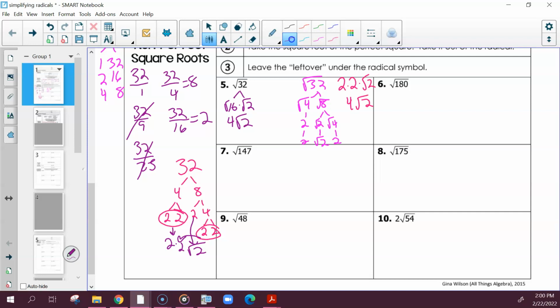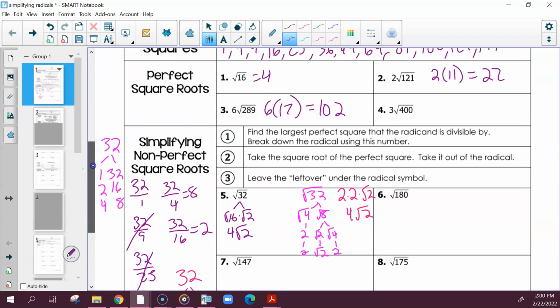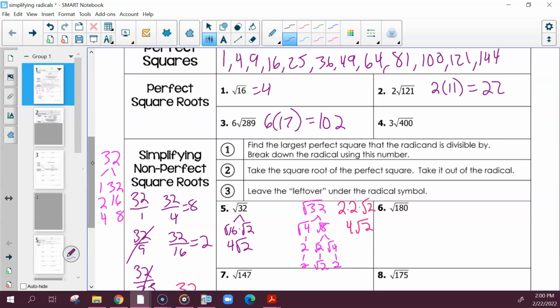So let's do another one. I'm going to do it the last way and the first way, not really the middle way, but you could do it any of the ways. Okay, so 180. If I'm thinking of the different perfect squares, I'm going to start with 144. Now 144 is kind of unrealistic because 180 and 144 are so close.